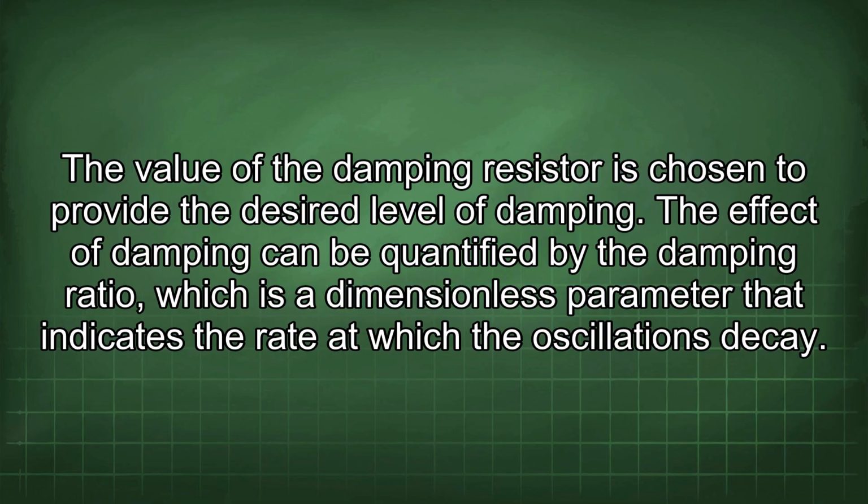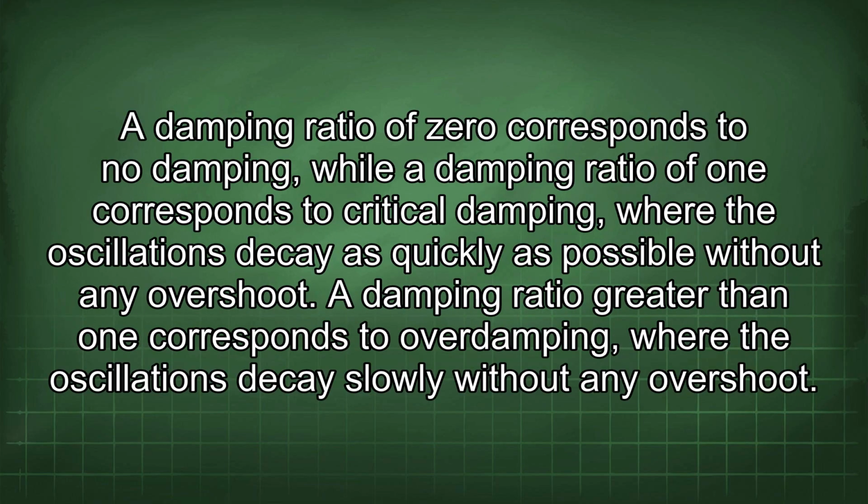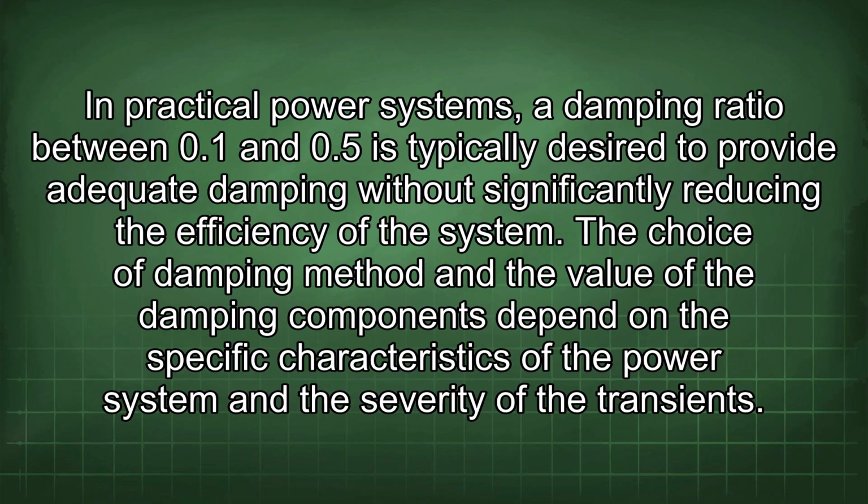The effect of damping can be quantified by the damping ratio, which is a dimensionless parameter that indicates the rate at which the oscillations decay. A damping ratio of 0 corresponds to no damping, while a damping ratio of 1 corresponds to critical damping, where the oscillations decay as quickly as possible without any overshoot. A damping ratio greater than 1 corresponds to overdamping, where the oscillations decay slowly without any overshoot. In practical power systems, a damping ratio between 0.1 and 0.5 is typically desired to provide adequate damping without significantly reducing the efficiency of the system.